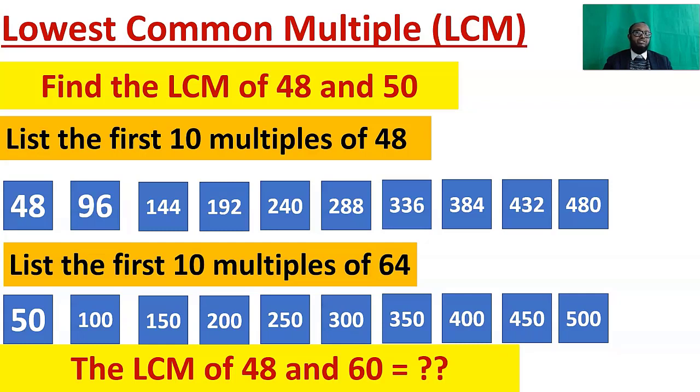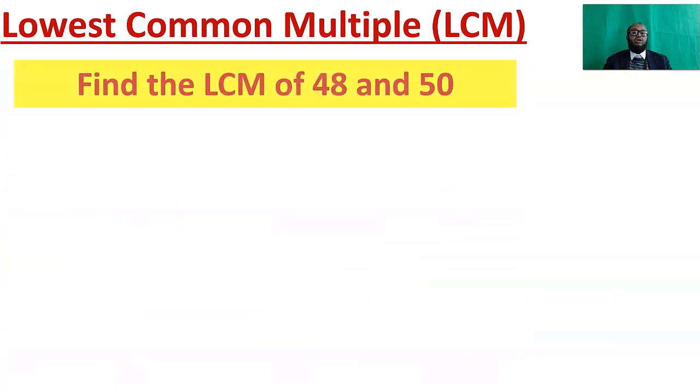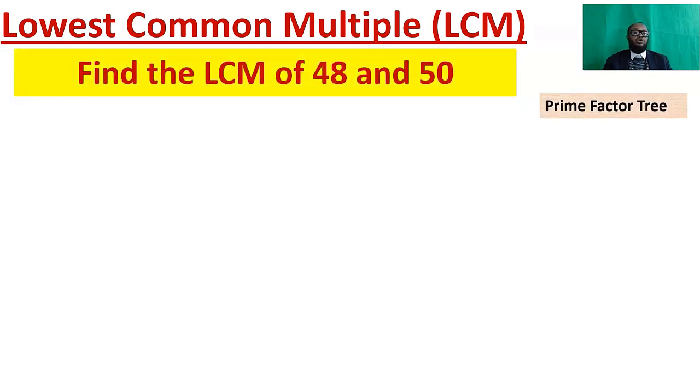Now this takes lots of time, and it takes lots of space, and that's where the maths comes to help you. That's where we are going to introduce a new way of finding the LCM, and that new way is called the prime factor tree. As the word suggests, we are going to grow a tree. Okay, so let's do that.